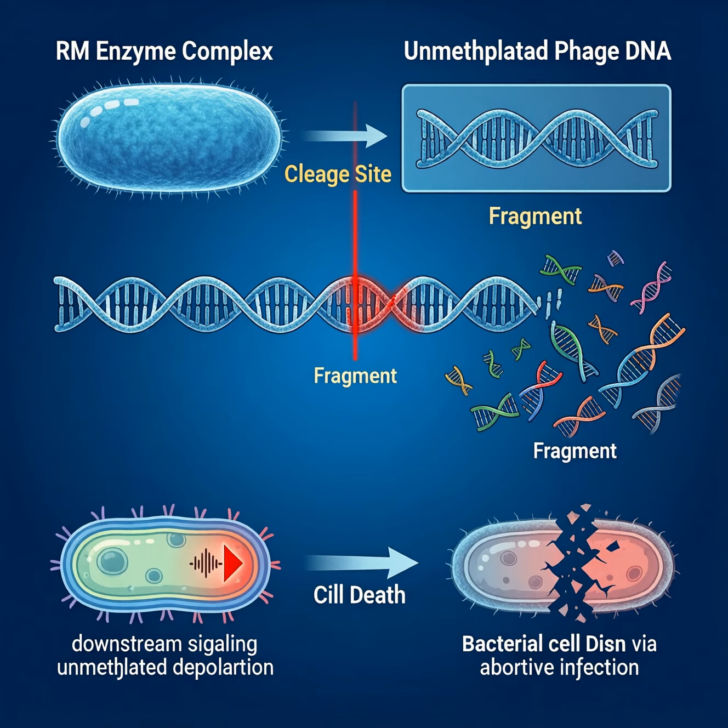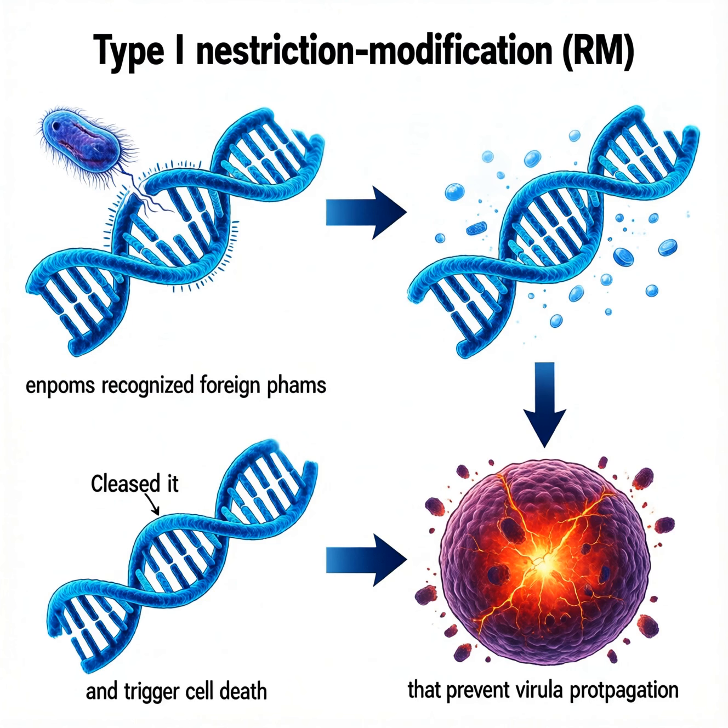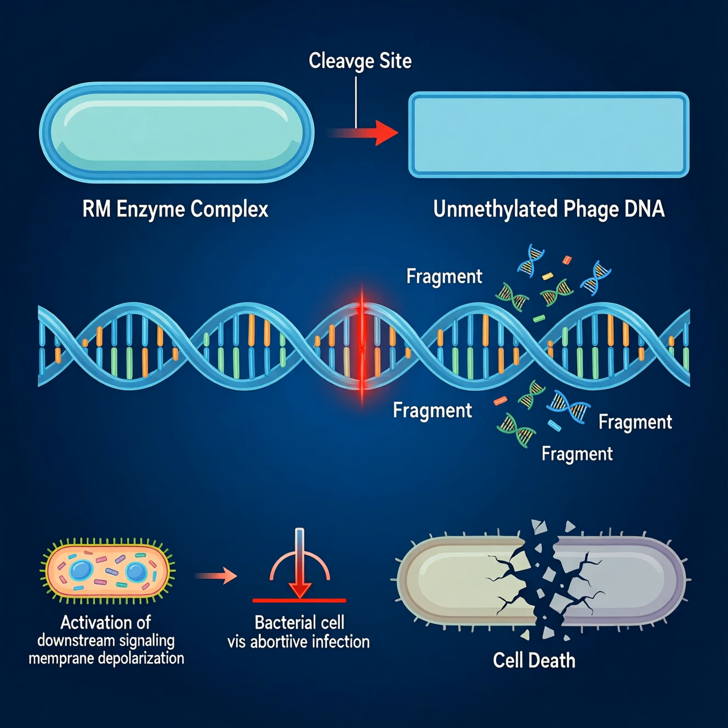These breaks trigger a cascade that activates a programmed cell death pathway in the host. Activation involves rapid depolarization of the plasma membrane, disrupting ion gradients. The loss of membrane potential halts ATP synthesis and stalls essential metabolic processes. Consequently, the infected bacterium sacrifices itself to prevent further phage replication.